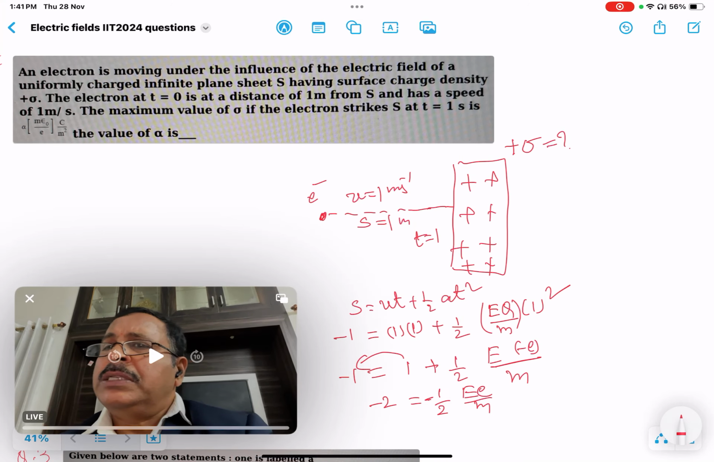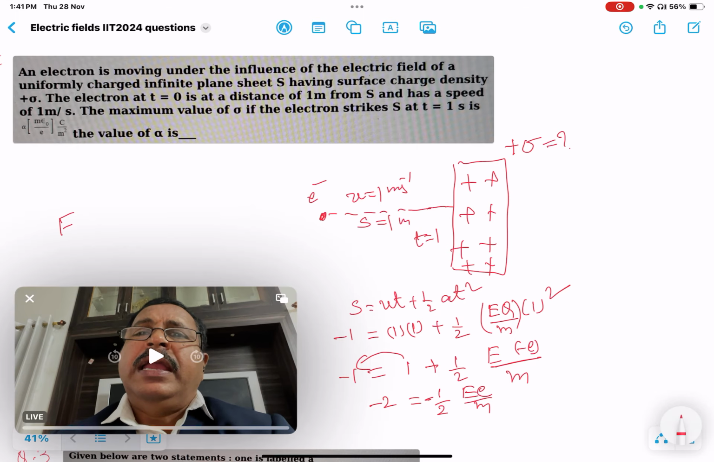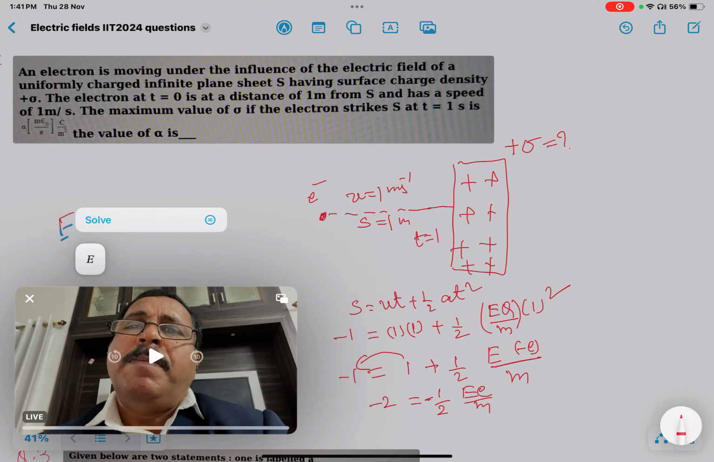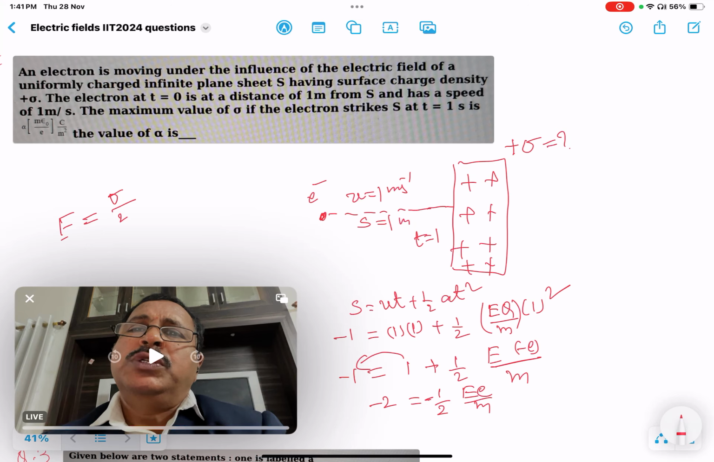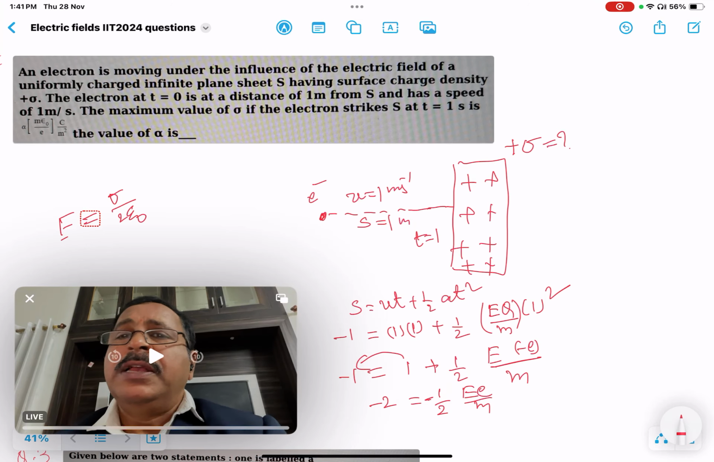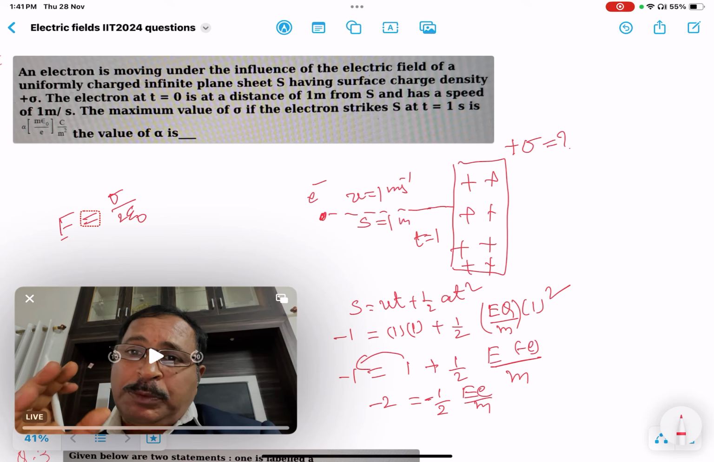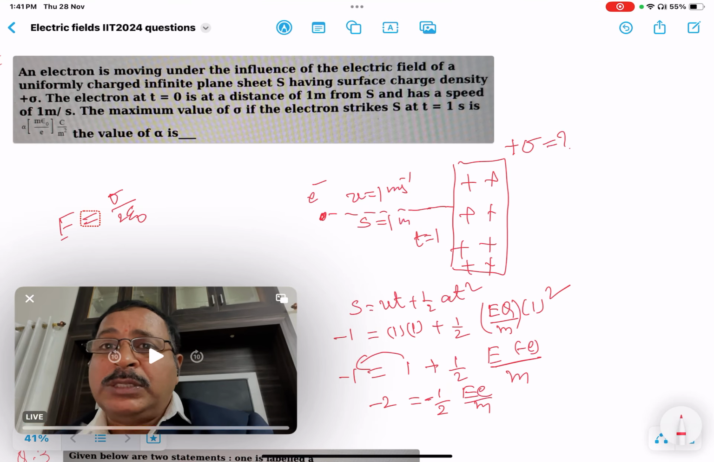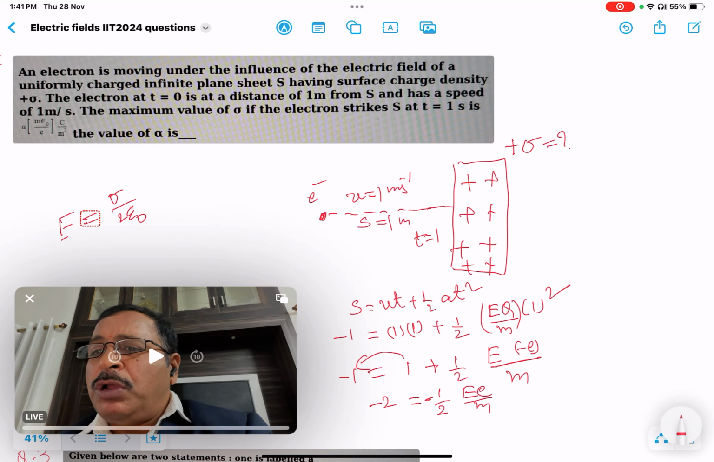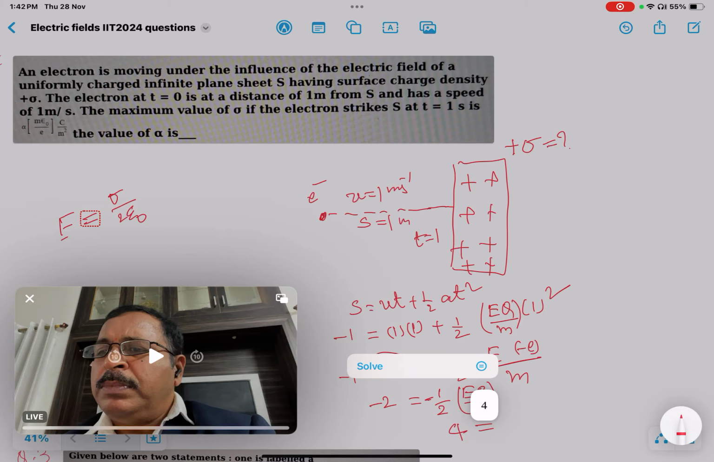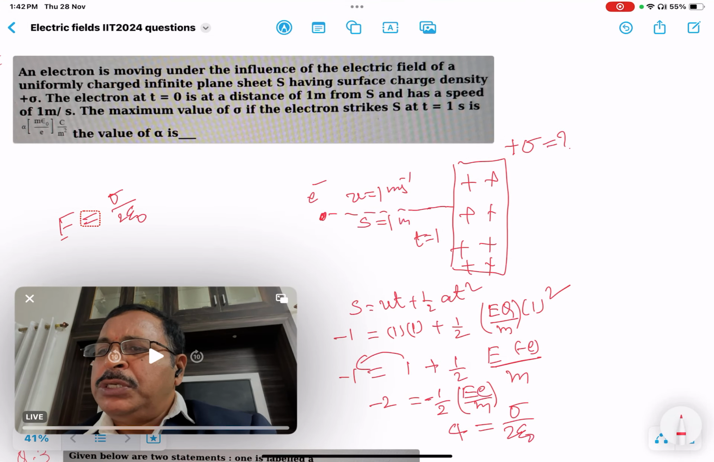So sigma, what is E for? E is the intensity of the electric field, which equals sigma by 2 epsilon naught. This is the fundamental formula for the intensity of a sheet. You should know all these fundamental formulas first of all. Unless you know the conceptual model and fundamental formulas, you cannot derive this equation. So eE by m is sigma by 4 pi epsilon naught. The minus signs cancel. So eE, that is sigma by 2 epsilon naught into e by m.